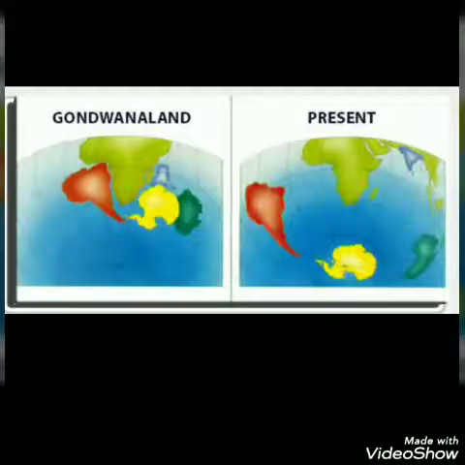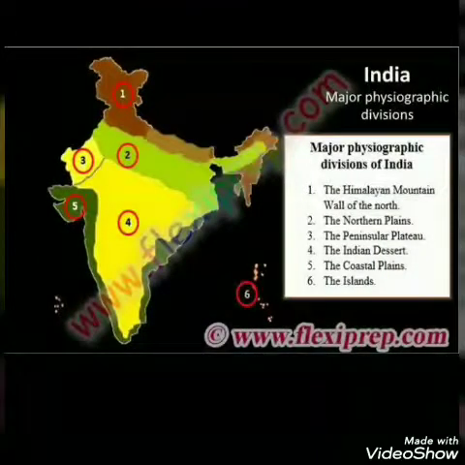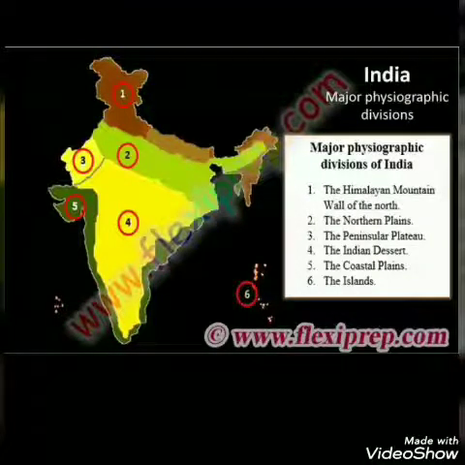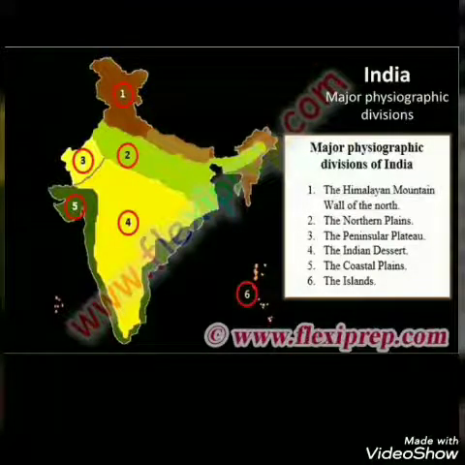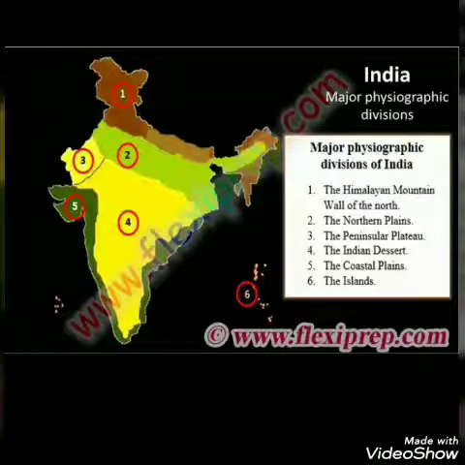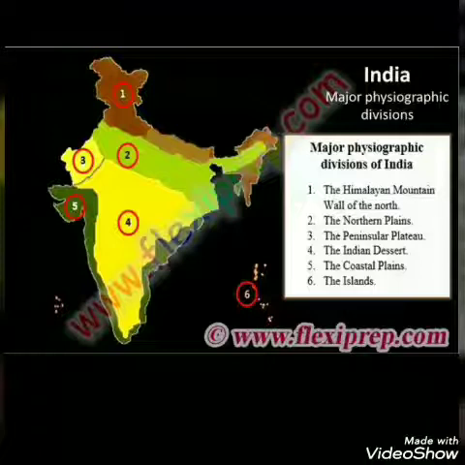According to this, there are major physiographic divisions. The physical features of India can be grouped under different physiographic divisions, like the Himalayan mountains, the northern plain, the peninsular plateau, the Indian desert, the coastal plain and the islands. These are the major physiographic divisions. So let's study them briefly.